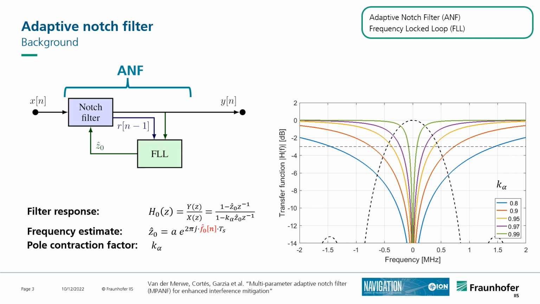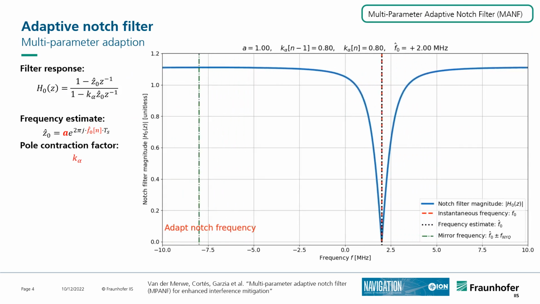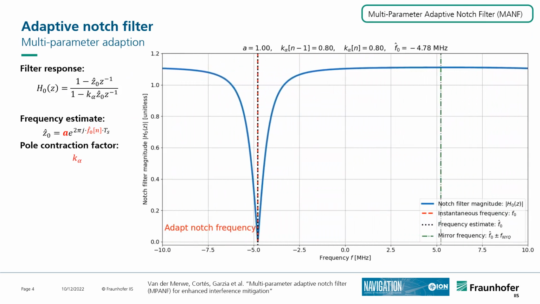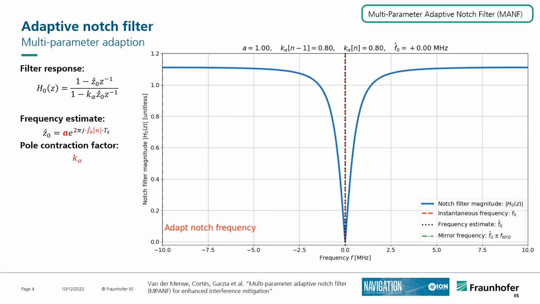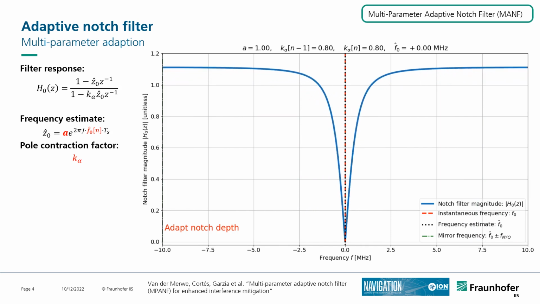By tracking the instantaneous frequency, the filter can adapt the location of the notch. In our implementation, we use a frequency-locked loop, FLL, for the adaptation algorithm. This visualization shows how the notch frequency can be adapted. Other parameters, like the notch depth, can also be adapted to switch mitigation on or off.